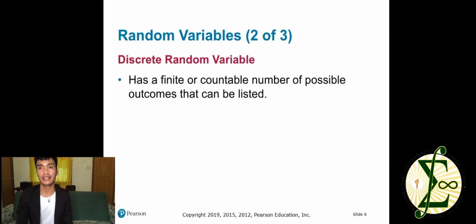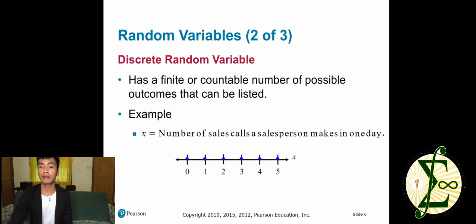A discrete random variable has a finite or countable number of possible outcomes that can be listed. The value of this is obtained by counting. Example, X is equal to the number of sales calls a salesperson makes in one day. It is an example of discrete random variable because the number of sales calls in one day can be counted and can be listed. Another example of discrete random variable is the number of students in a class, because the number of students in a class can be counted.